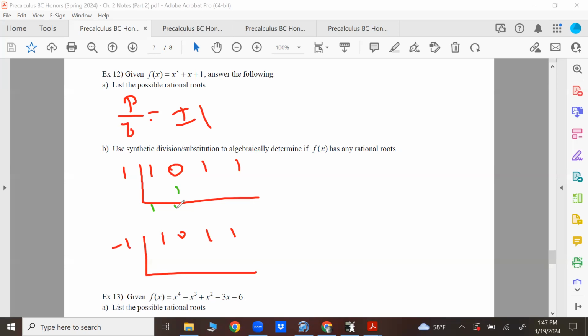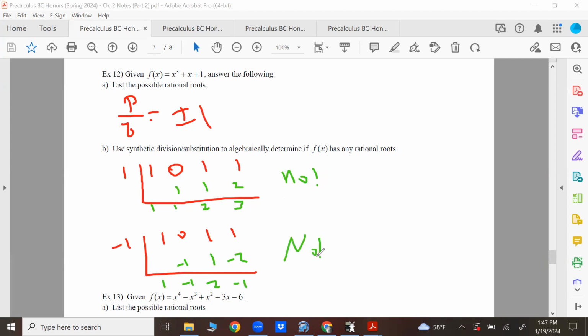1, 1, 1, 1, 2, 2, 3. Yeah, it doesn't work. So no. Now negative 1: 1, negative 1, negative 1, 1, 2, negative 2, negative 1. No.